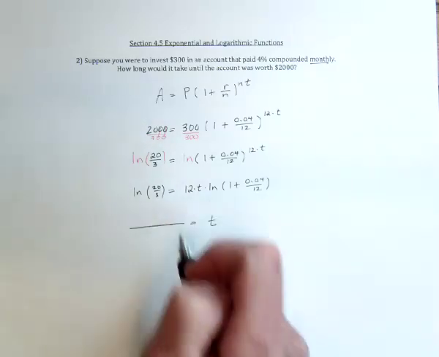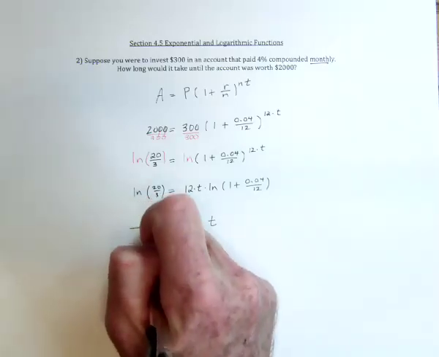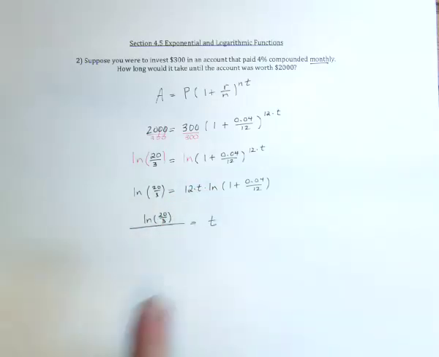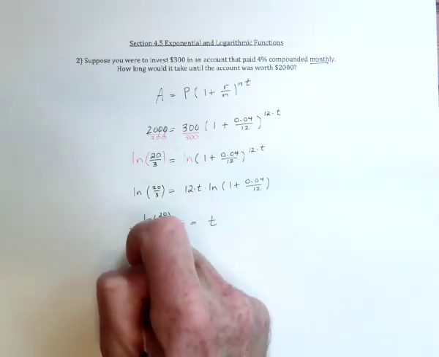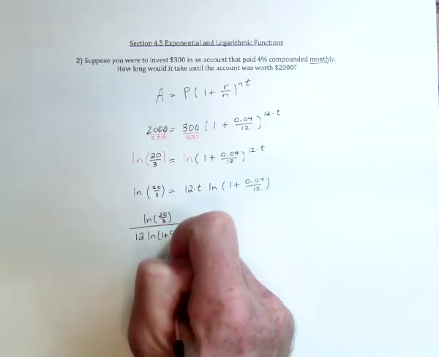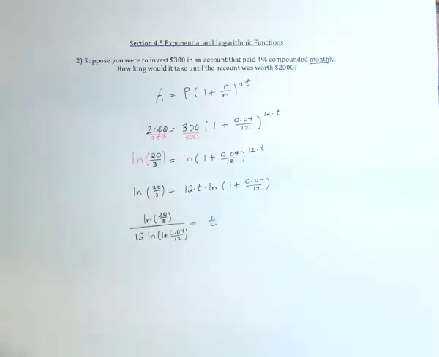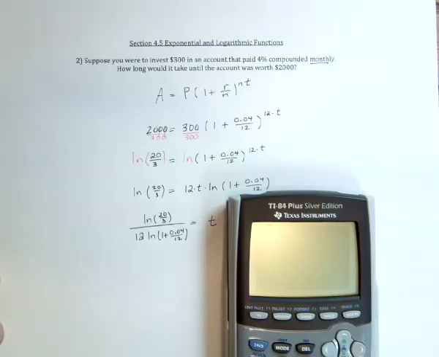So it's going to be one big fraction where this is the numerator, the natural log of a 20 over 3. And the 12 and this natural log are going to be divided, so they become the denominator. 12 and the natural log of 1 plus a 0.04 divided by 12. All right, now we're ready to use the calculator and find out how much that is. And type the whole thing in at once.